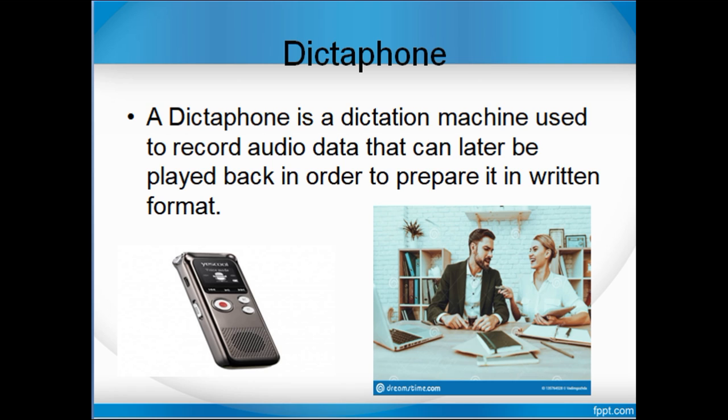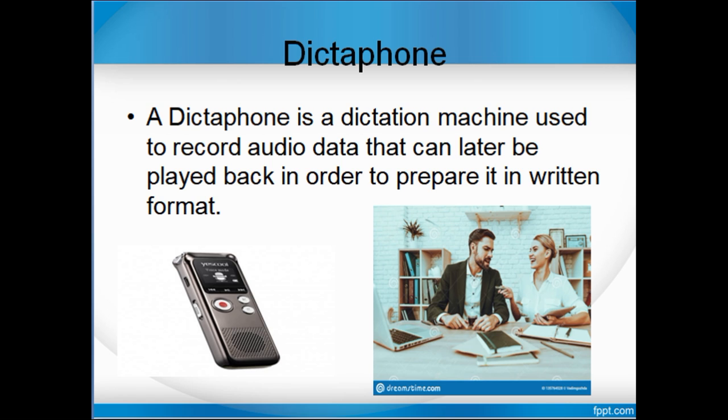For example, if you are a secretary and your boss asks you to write a letter and they are dictating the letter and they're speaking kind of fast, you can record your boss, and when he or she has finished speaking, you can play back the audio and then write what is required for you to write.